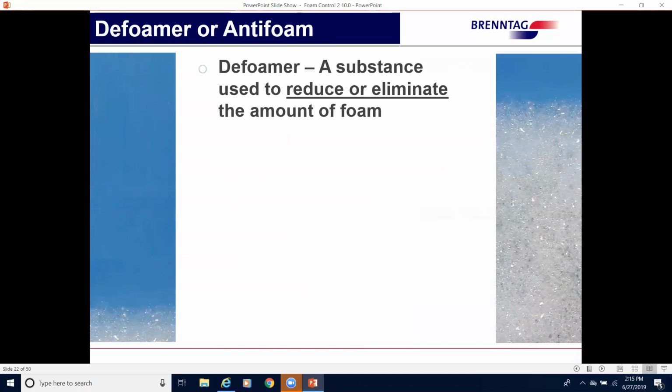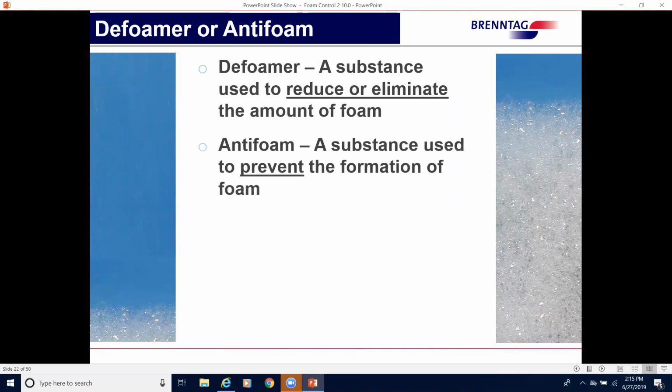So defoamer or anti-foam? That's kind of the age-old question, isn't it? Let's first run through the definitions of each of them, and then we'll talk briefly about them. Firstly, a defoamer is a substance used to reduce or eliminate the amount of foam that's already present. That's kind of the key part there. An anti-foam is a substance used to prevent the formation of foam from ever occurring. So a defoamer reduces or eliminates the amount of foam that's already present, and an anti-foam prevents the formation of foam from ever occurring.